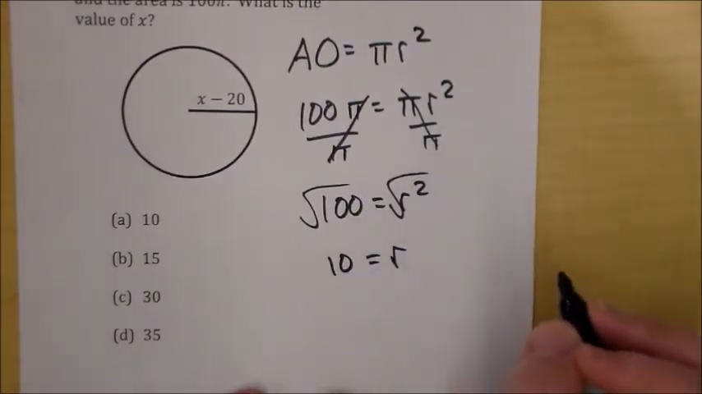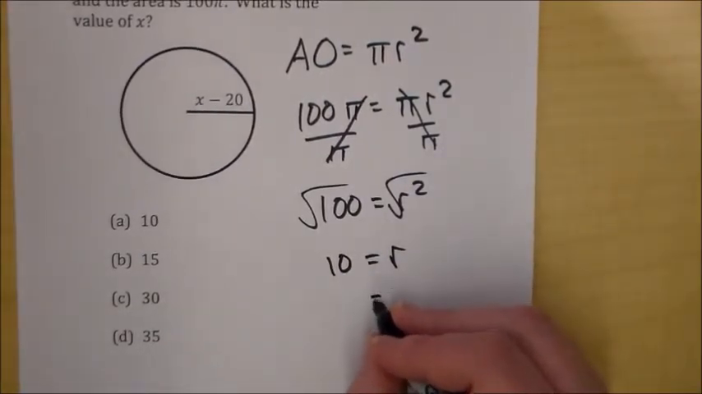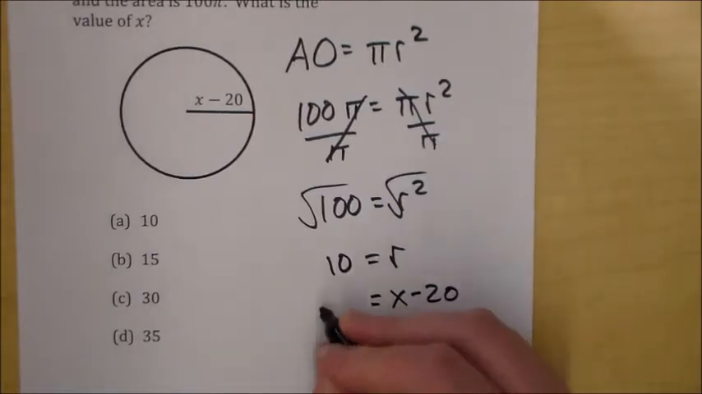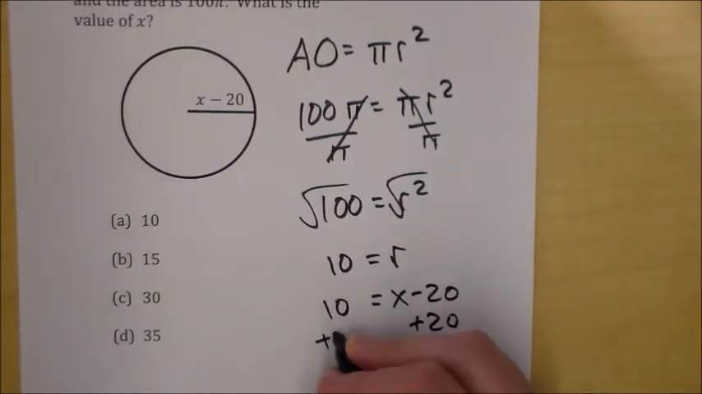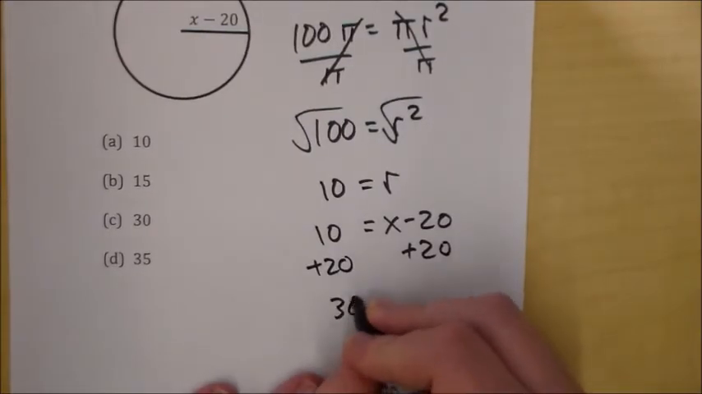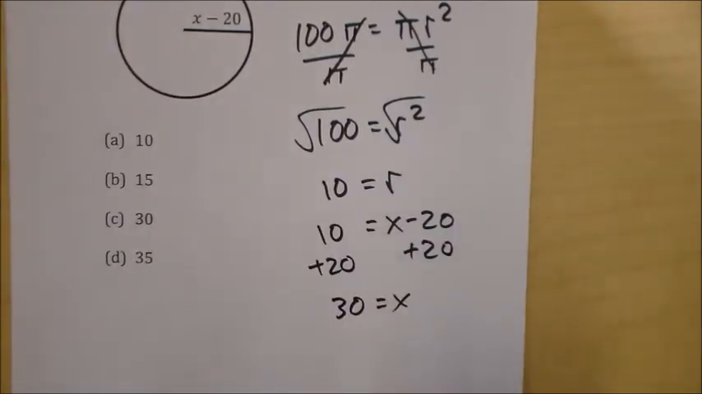R will equal 10. All right, what's my r? My r is x minus 20. 10 has to equal x minus 20. I'm just going to do the inverse operation thing. 30 equals x.